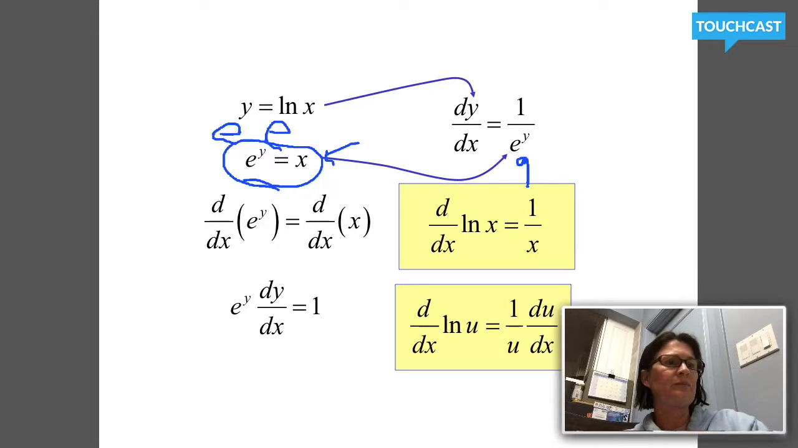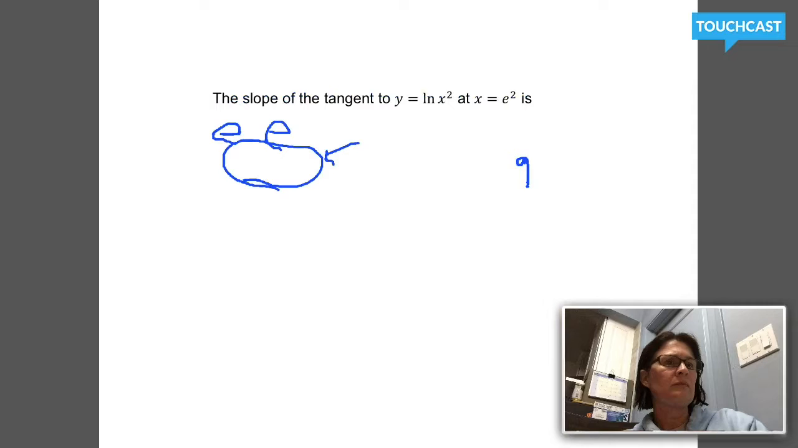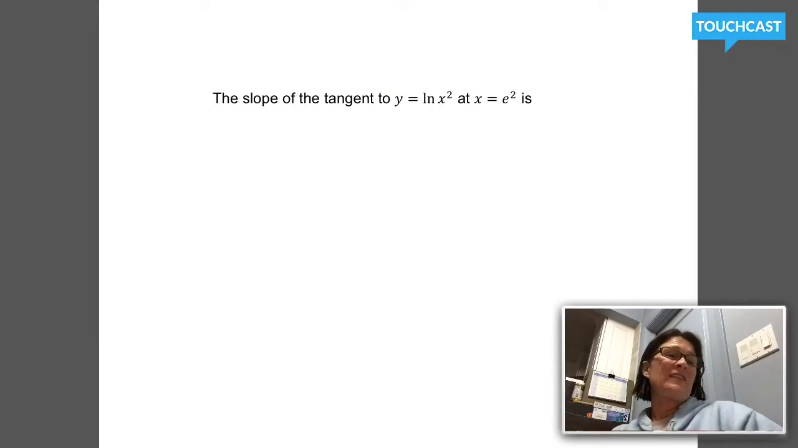We're going to do this example. All right, so I want to find the slope of the tangent line to y equals natural log of x squared at the place where x equals e squared. Remember, this is essentially asking me to find y prime of e squared. You can't tell me y prime of e squared until you can write me a formula for y prime. So that's my first job here.